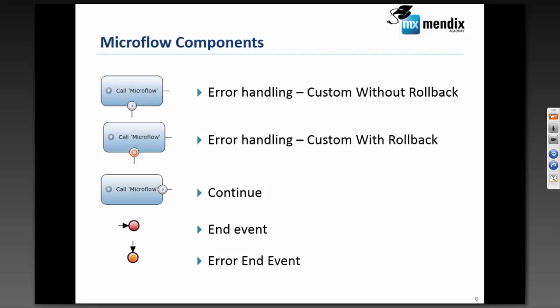By standard, we have just end events for every microflow. So every possible logical endpoint has to have an end event. But when you're working with error handlers, you have the ability to have an error end event, which, if that's within a nested microflow, is going to rethrow the error at the very top level. And we're going to get into that as we go through the webinar, and I'll show you a couple of examples.